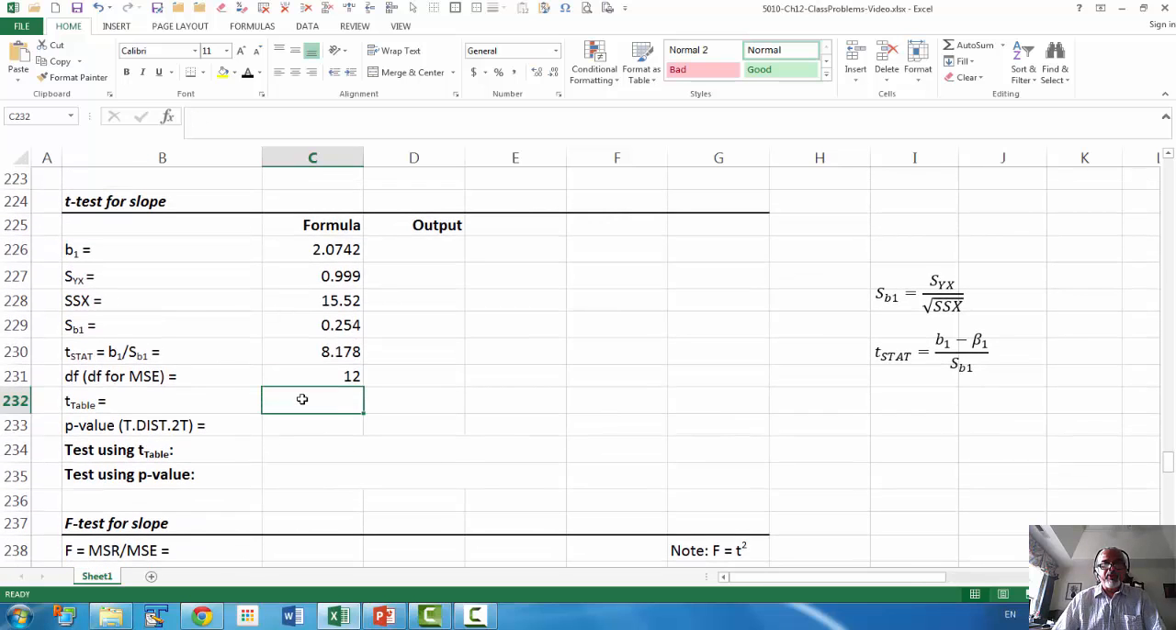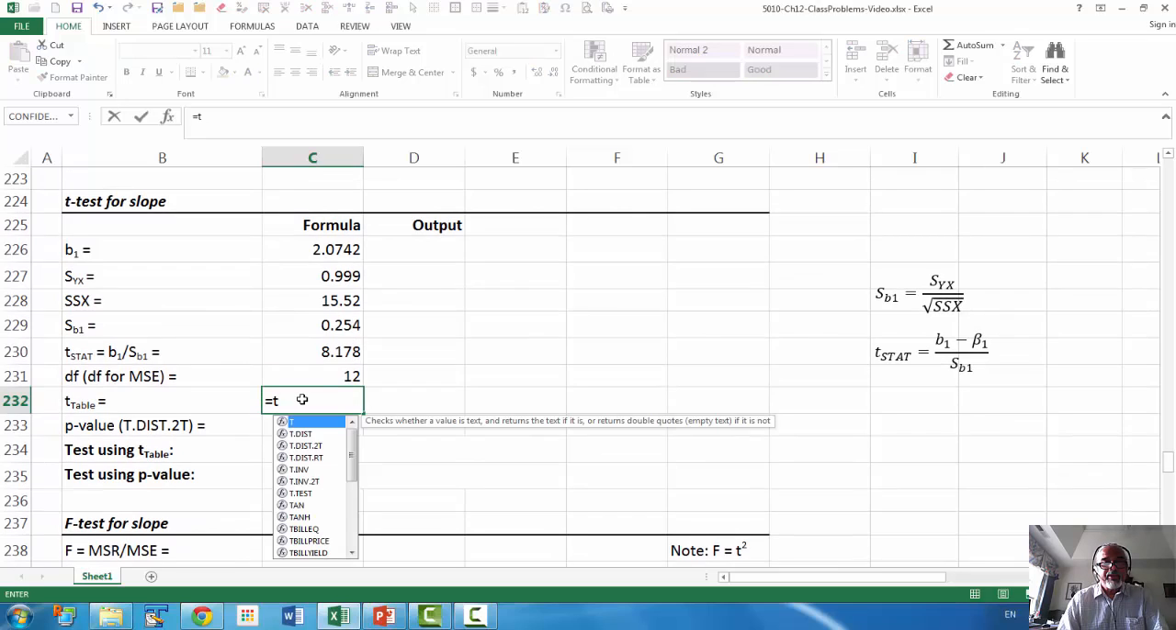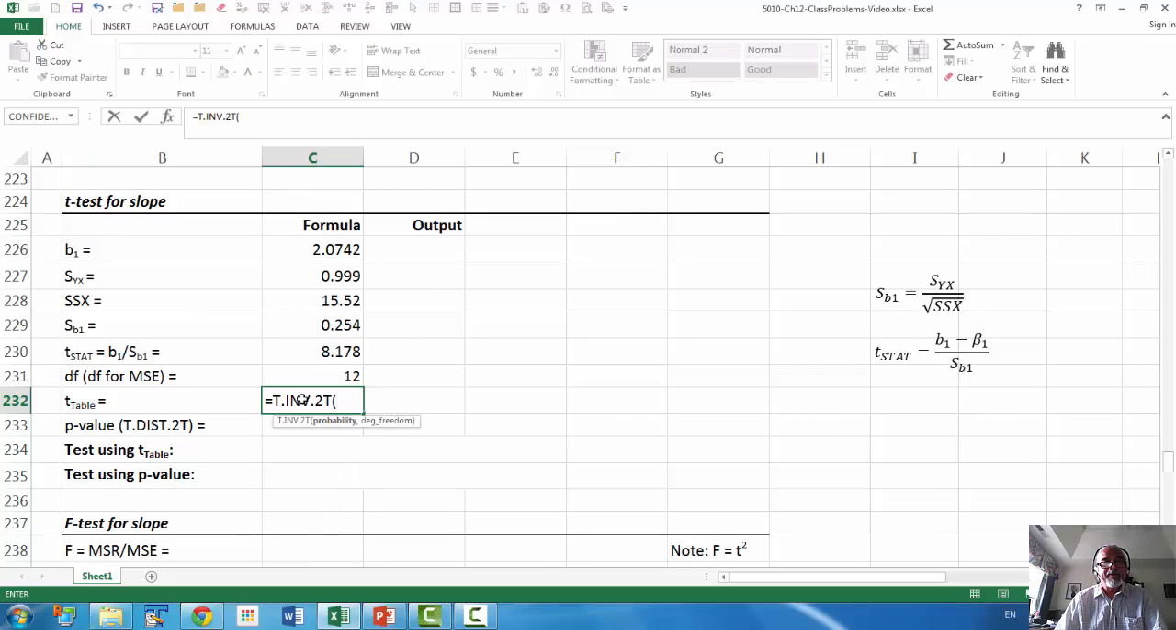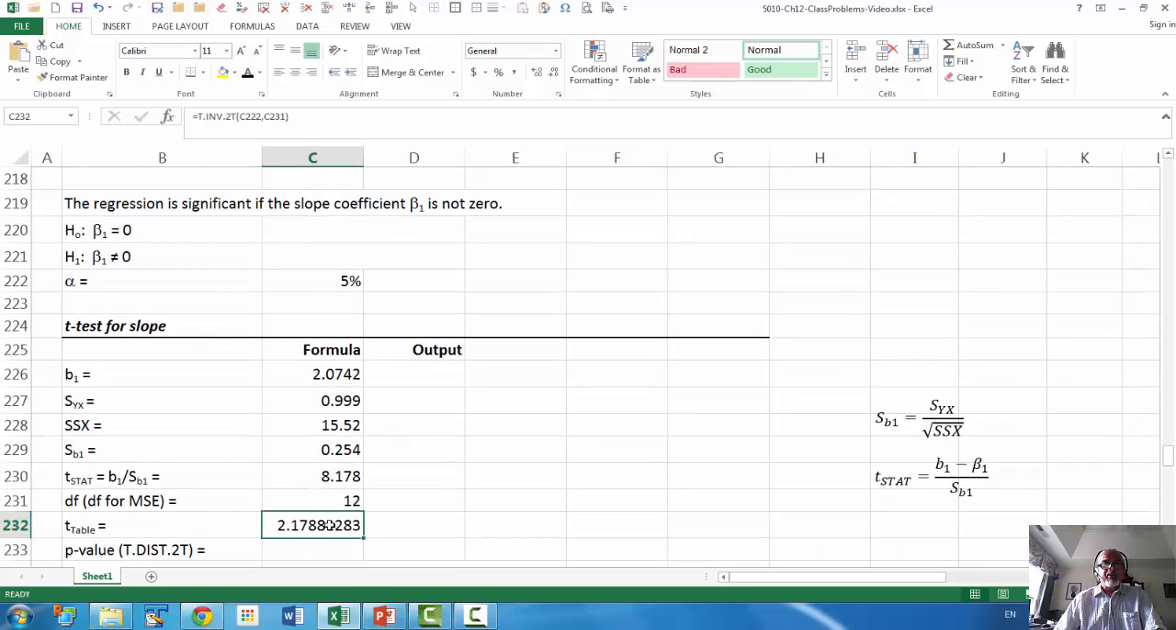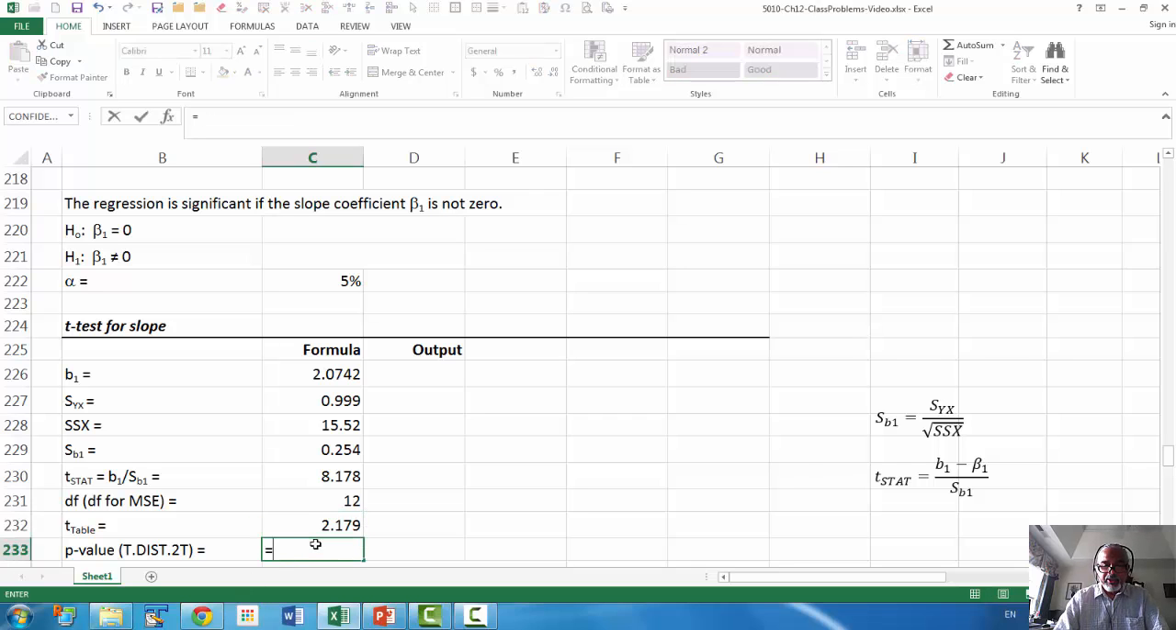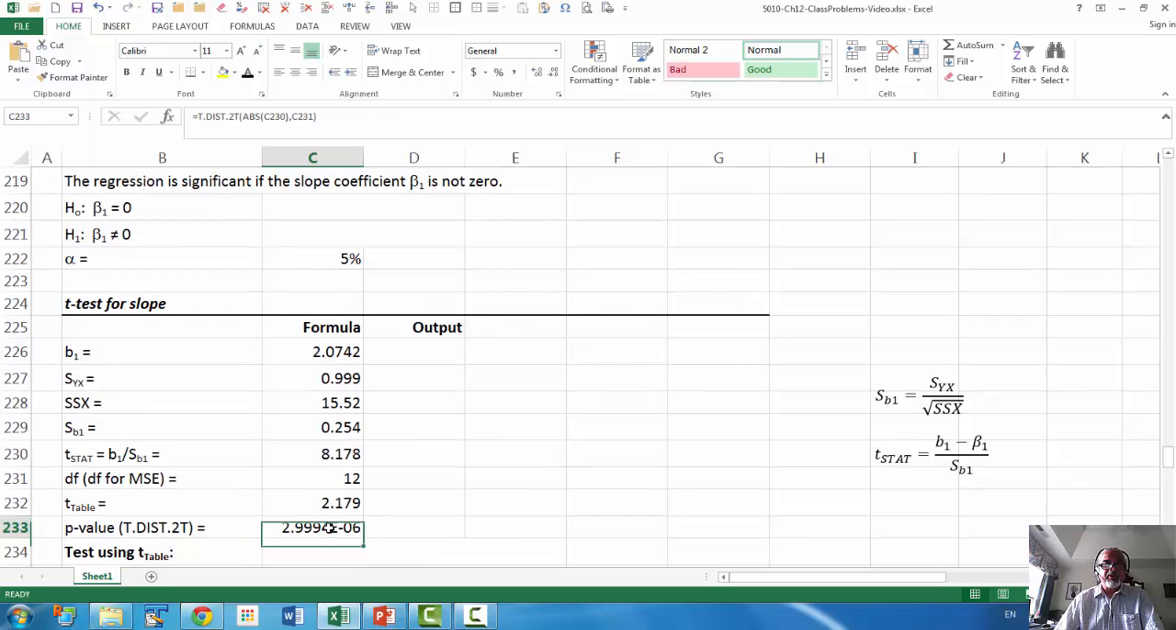Okay, so now we can get the t-table value with T.INV.2T, 5% and the degrees of freedom. And if you want the p-value, you use T.DIST.2T, and here you have to provide the absolute value of the t-stat and the degrees of freedom. That will give you the p-value.